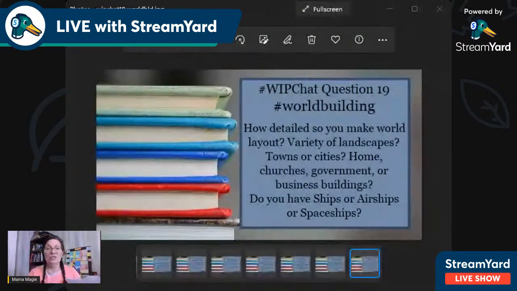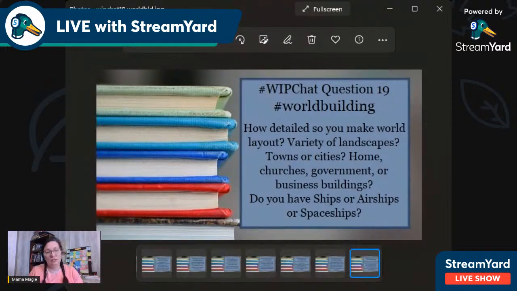Chapter question 19 for Whip Chat, hashtag Worldbuilding. How detailed do you make your world layout? The variety of landscapes, towns, cities, homes, churches, government buildings, business buildings. Do you have airships, ocean ships, spaceships? How much do you describe or detail these things?